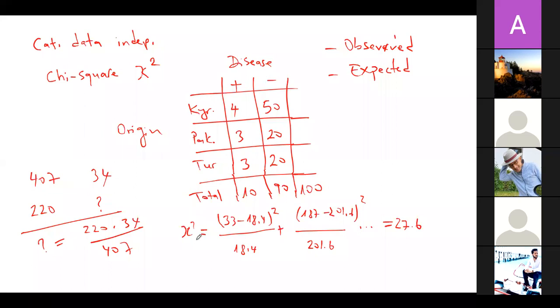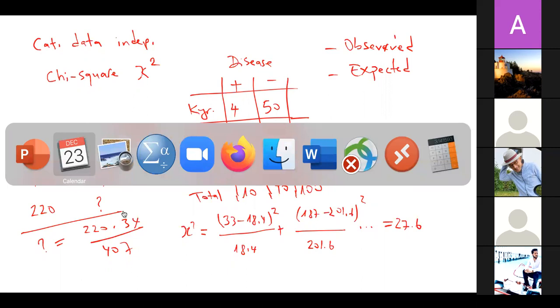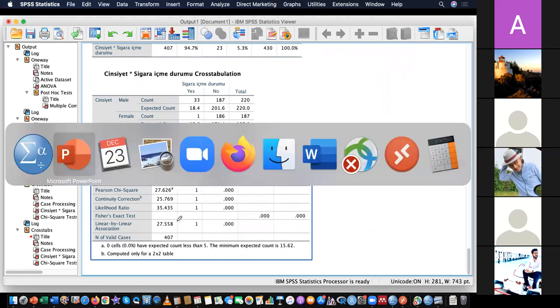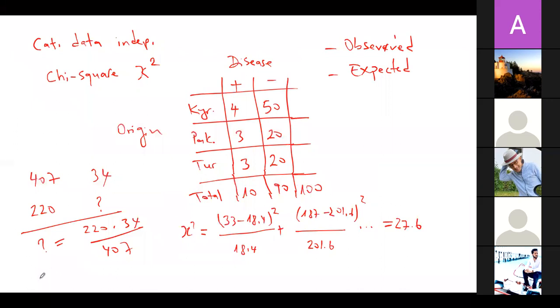But there is one rule for the chi-square. Because these are non-parametric tests, we don't have assumptions like normal distribution or sample size. But the chi-square has one assumption, which is about the expected values. The expected values should be more than 5. Here is the rule, the one rule to do the chi-square.